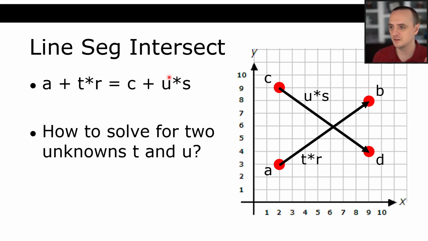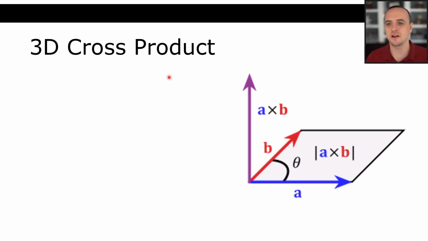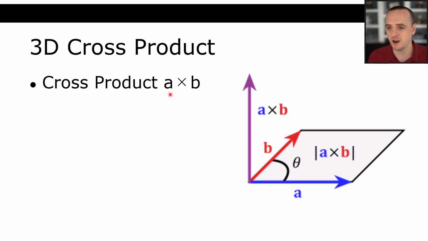Well, luckily, we have a little trick up our sleeves, and this is something called the 2D cross product. So what in the hell is the 2D cross product? All right, so typically, the cross product is reserved for three-dimensional calculations, okay? So the cross product in three-dimensional space: if we have a vector B and a vector A, then those two vectors define a plane in three-dimensional space.